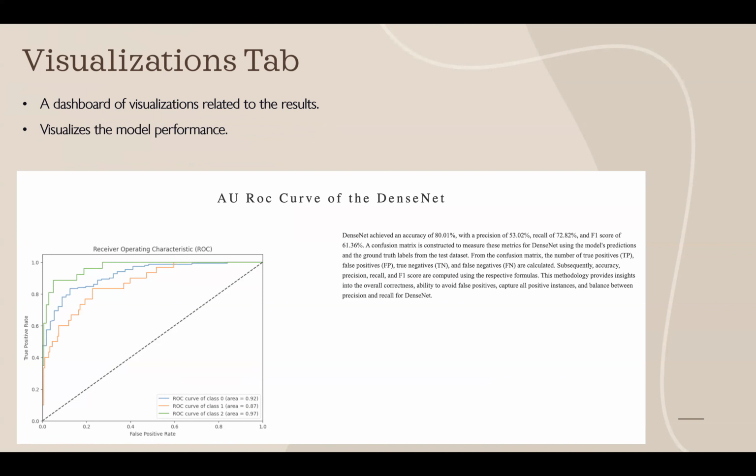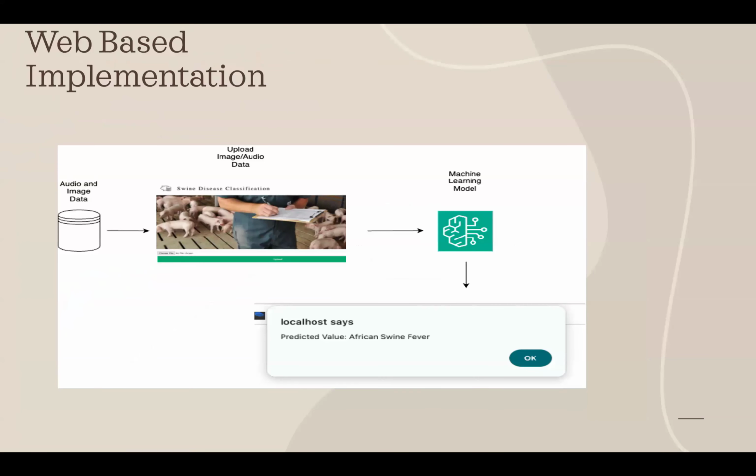In the visualization tab, the platform has a dashboard that shows visualizations to help people understand the results. These visuals give a summary of things like the type of disease. Also, it shows how well the model is performing, so users can see whether it is accurate or not. The dashboard makes it easy for people to make smart choices based on the information and know whether they can trust the results or not.